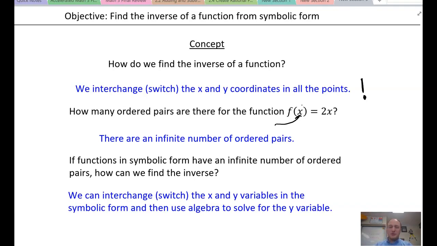So if I want to do this for symbolic form, and again, right here where it says symbolic form, if you're like, what the heck is symbolic form? Well, symbolic form is just an equation written algebraically. Okay, that's symbolic form. You have different forms of a function. You can see it visually, you can see it numerically with numbers, x and y coordinates. This is symbolically. Okay, so what are we going to do in this lesson?